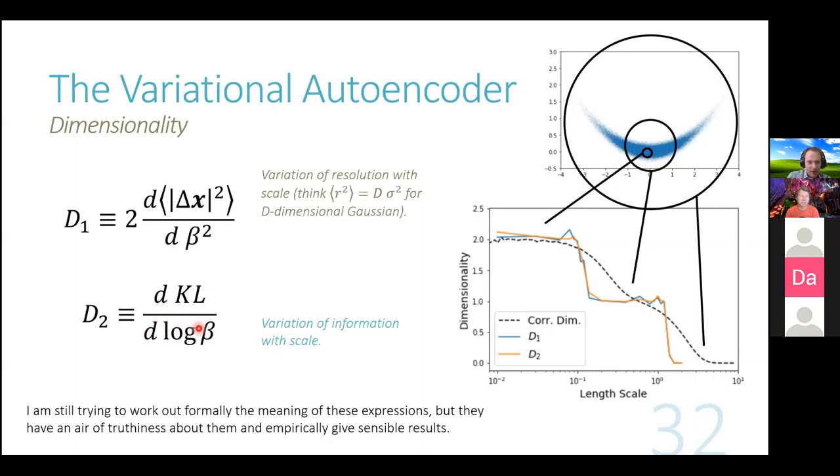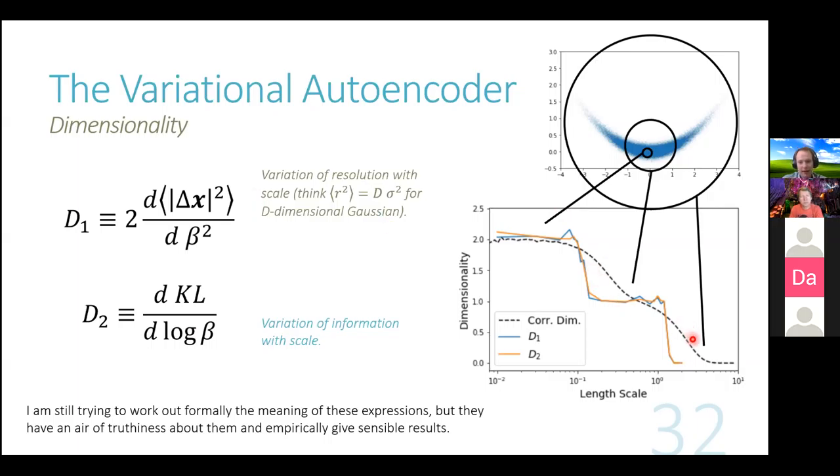how these quantities vary with beta, the KL divergence, how that varies with log of beta, and how the reconstruction error varies with beta squared, I claim that these two formulae give quantities that I call dimensionality that are close to intuitive pictures of dimensionality.